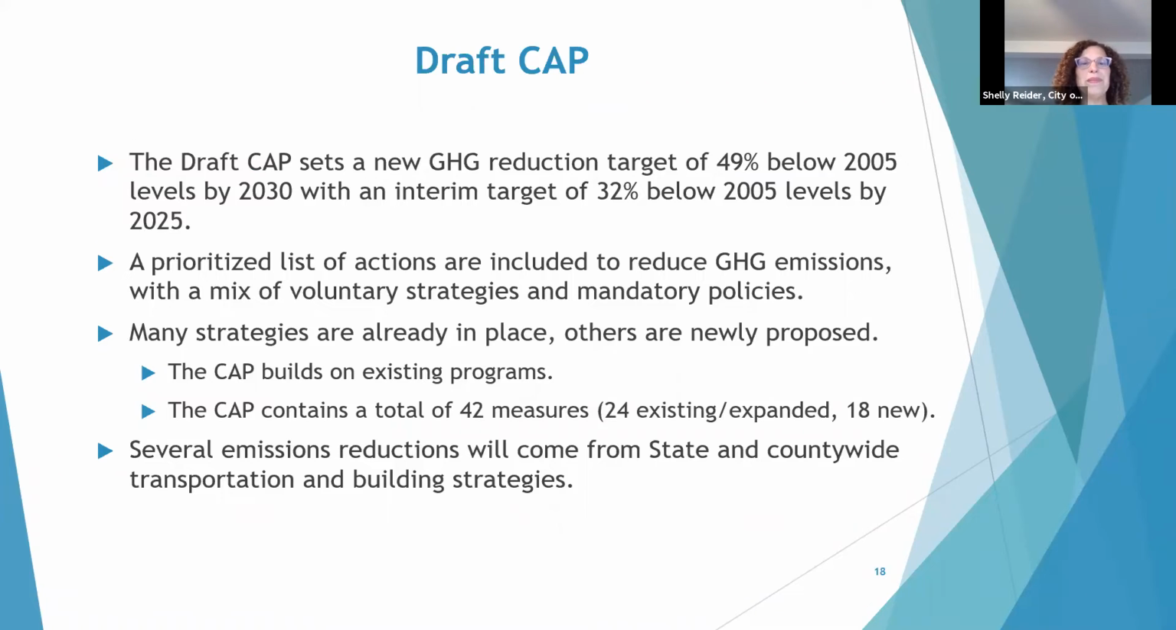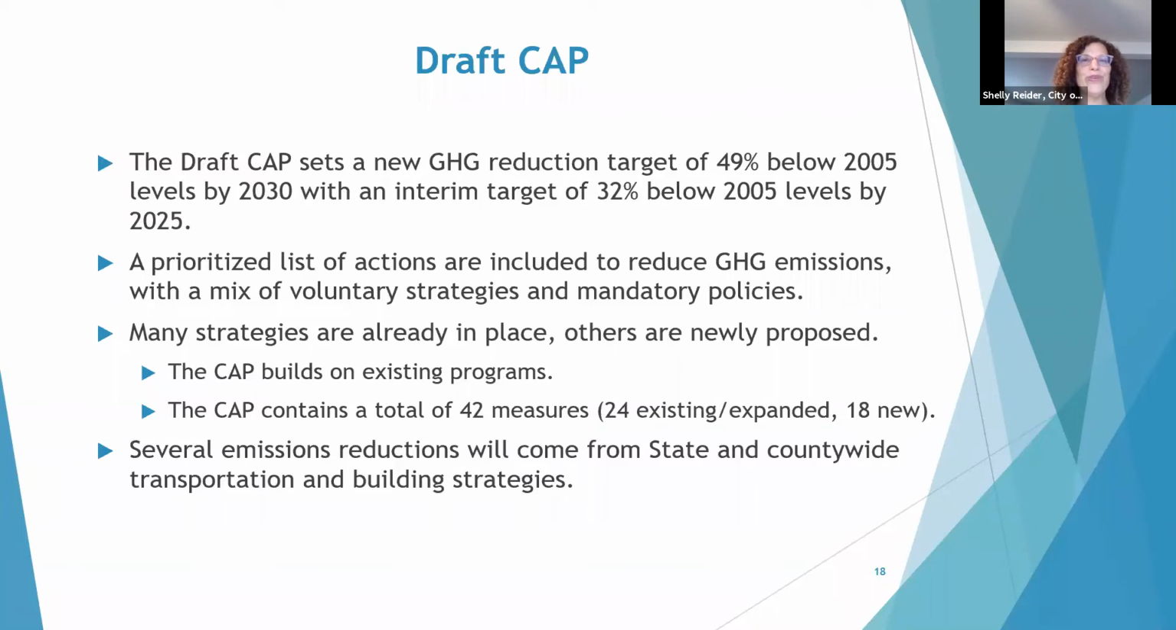The draft climate action plan sets a new greenhouse gas reduction target of 49% below 2005 levels by 2030, with an interim target of 32% below 2005 levels by 2025. I wanted to point out that 49% below 2005 by 2030 is an SB 32 goal. And also, when I said that we had reduced by 19%, we had surpassed the City Council's goal of 50% reduction by 2020, just to show that we're in line, and a lot more activities will help meet these future targets. A prioritized list of actions is included in the draft climate action plan.